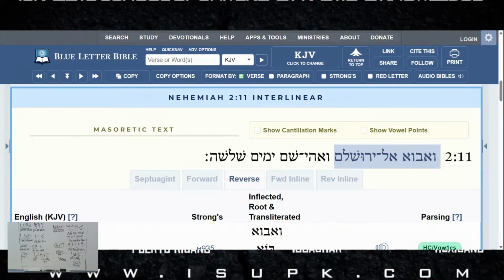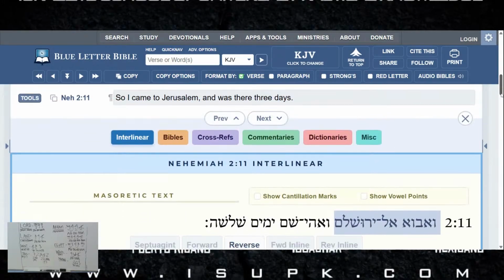So now let's read what it says in English, and then we'll see. Actually, you know what's good to do? Let's read what it says in English, and then we'll translate it. In English, it says, Nehemiah 2 and 11, so I came to Jerusalem, and there was there 3 days.